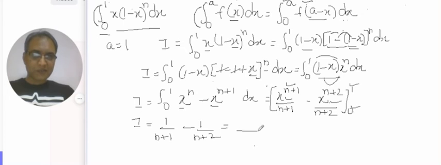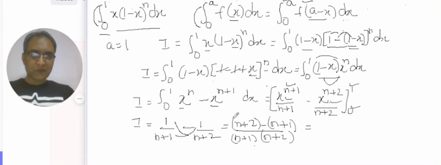Now let us take LCM here. If I take LCM as n plus 1 into n plus 2, the numerator will be n plus 2 minus n plus 1. Now, if we simplify this, n and minus n will be cancelled. So 2 minus 1 will become 1. So we have 1 upon n plus 1 into n plus 2. That's it. This is our answer.